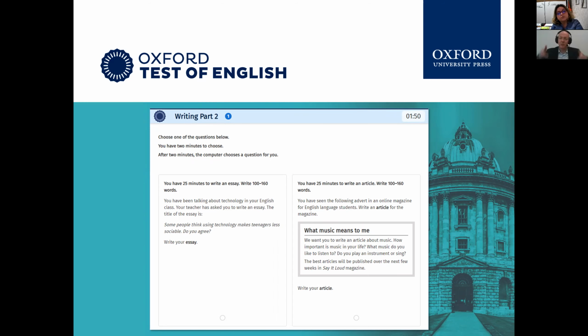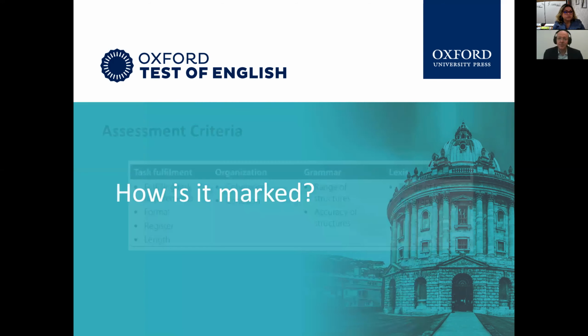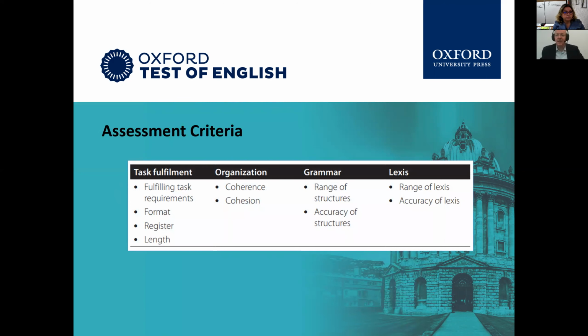And when you finish, this goes up to Oxford and it's marked by the second team of 1 or 2 or 3 examiners. So in writing, just the same as in speaking, your result is the evaluation of between 2 and maybe 6 people. Okay, this is a very exhaustive quality control system that we use in Oxford to make sure that your result is correct. So how is it marked? Well, the examiners in England are looking for 4 things, 4 criteria, okay, 4 criterios. These are task fulfillment, organization, grammar, and lexis.